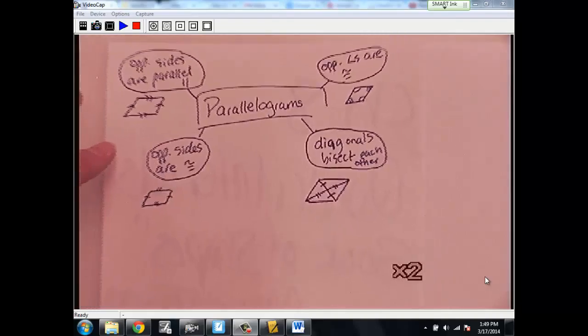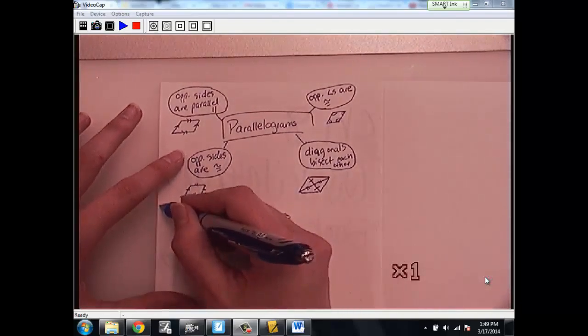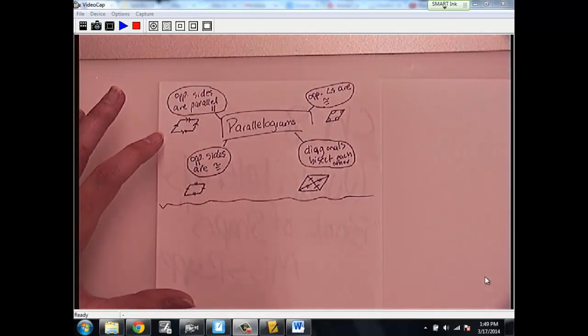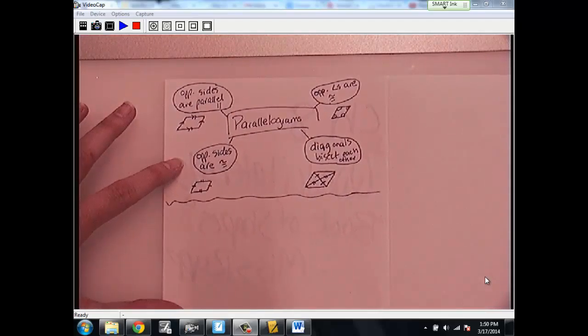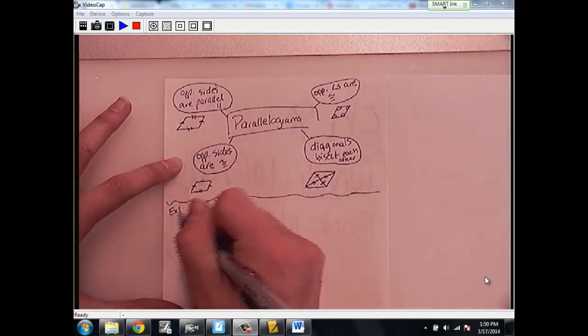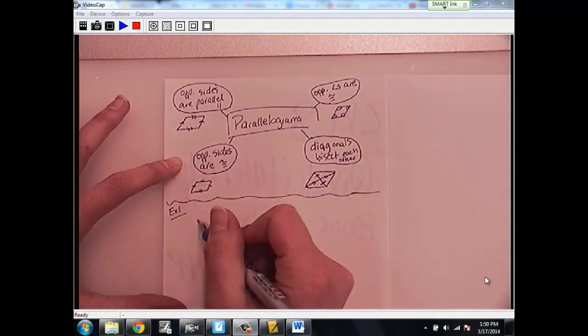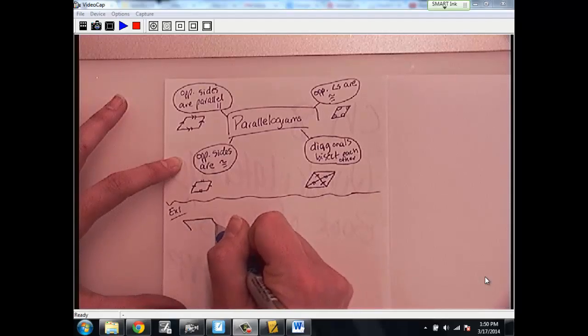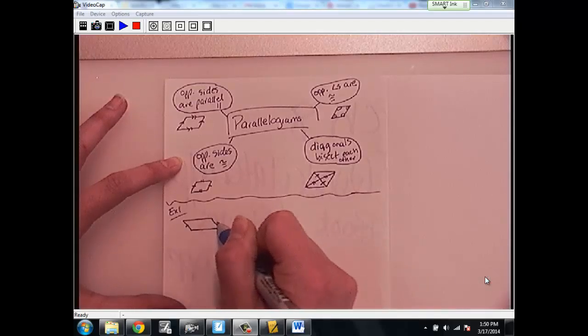So here's what I'm going to do. I'm going to draw a line under here because those are the properties, and then we're going to look at four examples. So those are our four properties. Example 1, draw yourself a parallelogram. And the bigger you draw them, the easier it is.